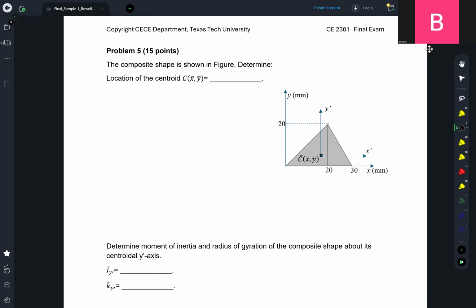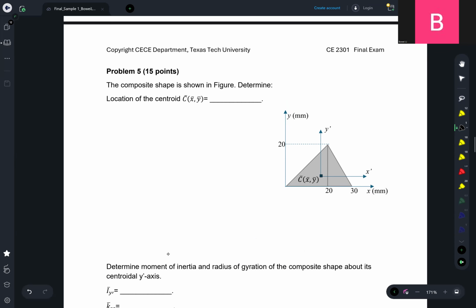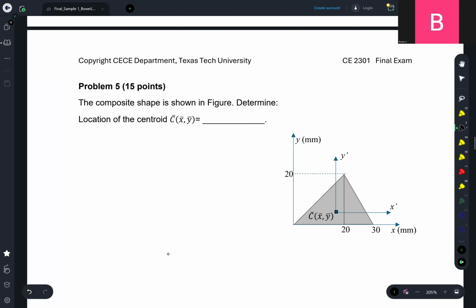Okay, so how are we going to approach that? First, what are the formulas that we are going to use to find the location of the centroid here? Please recall the formula that we were going to use.